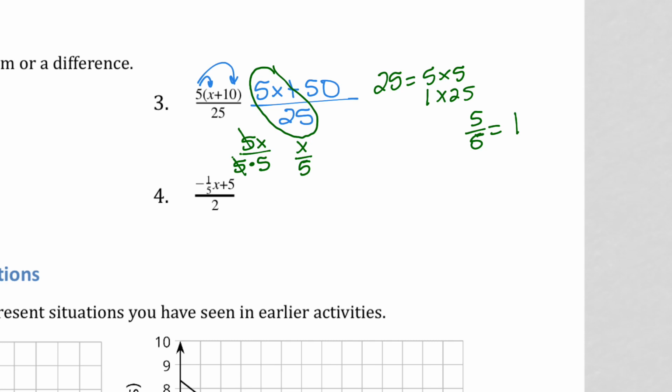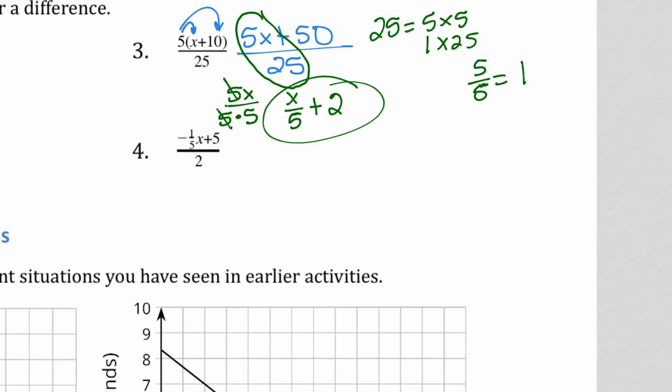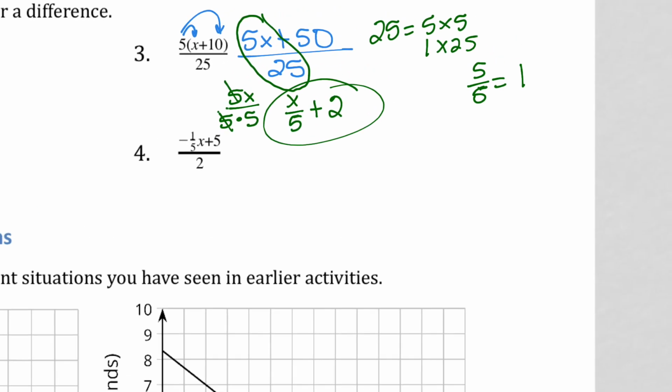What is 50 divided by 25? 2. There we go. Wow, that's great. That one looks hard. What is negative 1/5 x divided by 2?